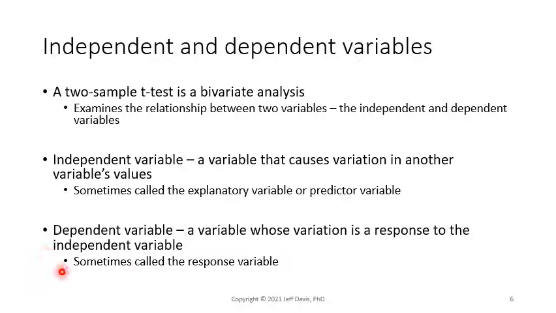The dependent variable, sometimes called the test variable or sometimes called the response variable, for the t-test, is a variable whose variation, so change in this variable, is caused by some other variable. So it's the response to change. Change in the dependent variable is a response to some change in the independent variable.